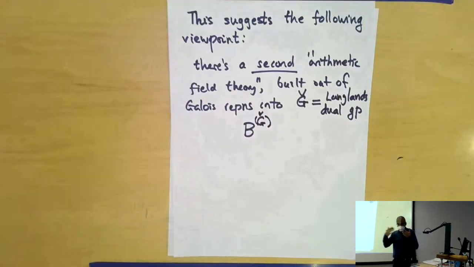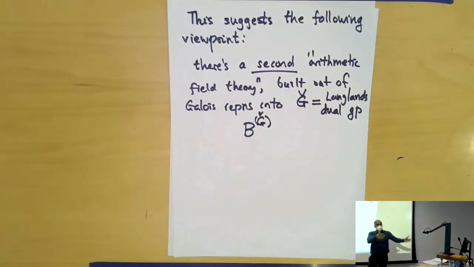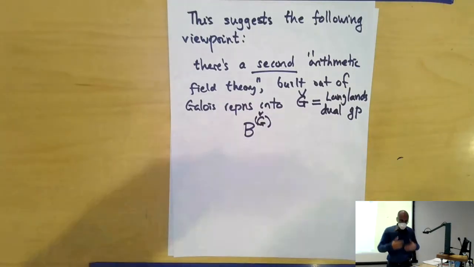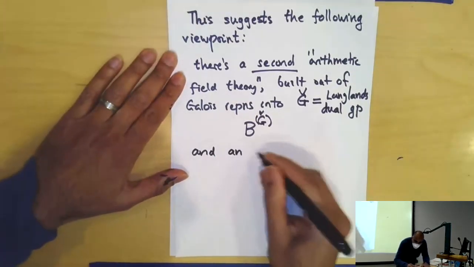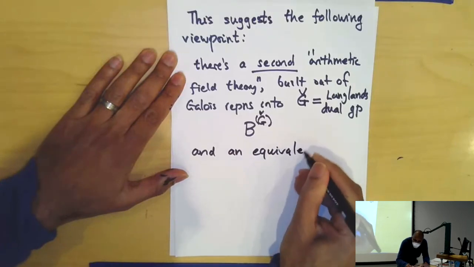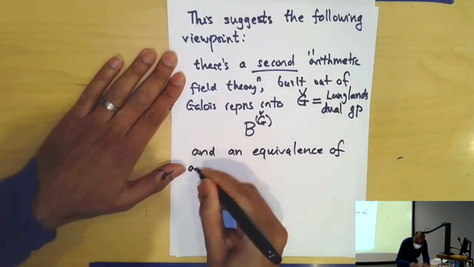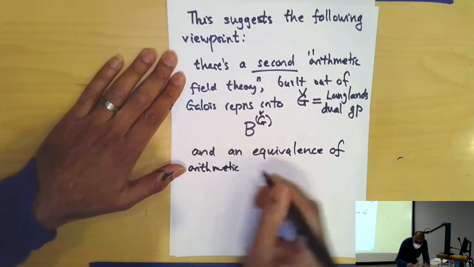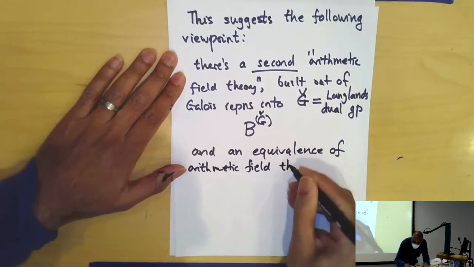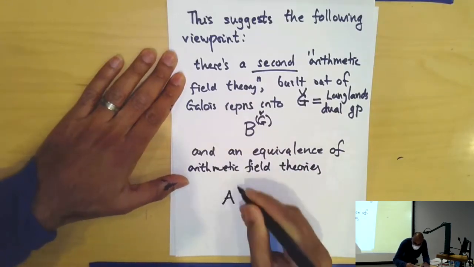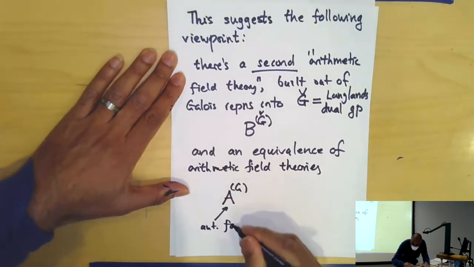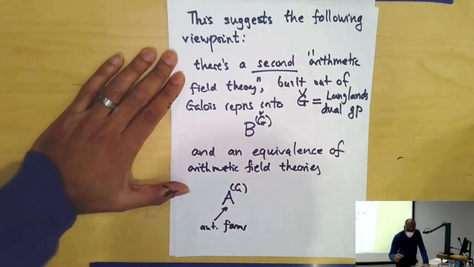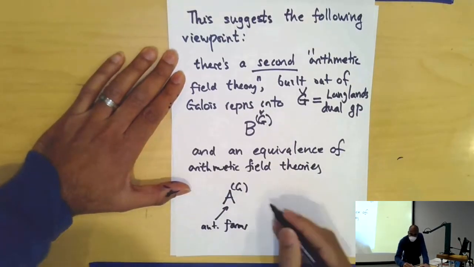So this is an arithmetic field theory, meaning that it assigns to, you know, you put in Z, you get out a vector space, you put in QP, you should get a category, and so on. And an equivalence of arithmetic field theories with A^G. So this means the theory of automorphic forms, which we've already discussed, you see on this slide over here. It does depend on G, so I'm putting that as a superscript.